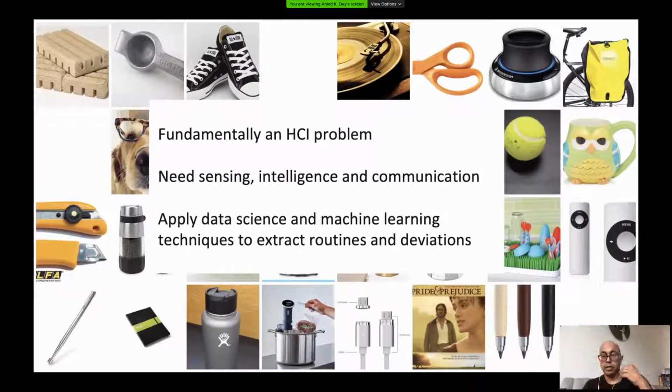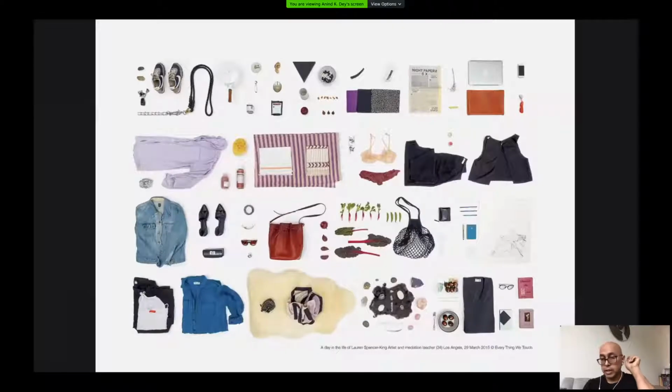There was another art project that came out about 5 years ago called A Day in the Life of. What they did was they recruited individuals to take a picture of all of the artifacts that they interacted with in a single day. What you're seeing on the screen here, I don't know if you can read it at the bottom there, says, A Day in the Life of Lauren Spencer King, artist and meditation teacher, 34 years old, there's a typo there, Los Angeles, March 29th, 2015. The book was called Everything We Touch.